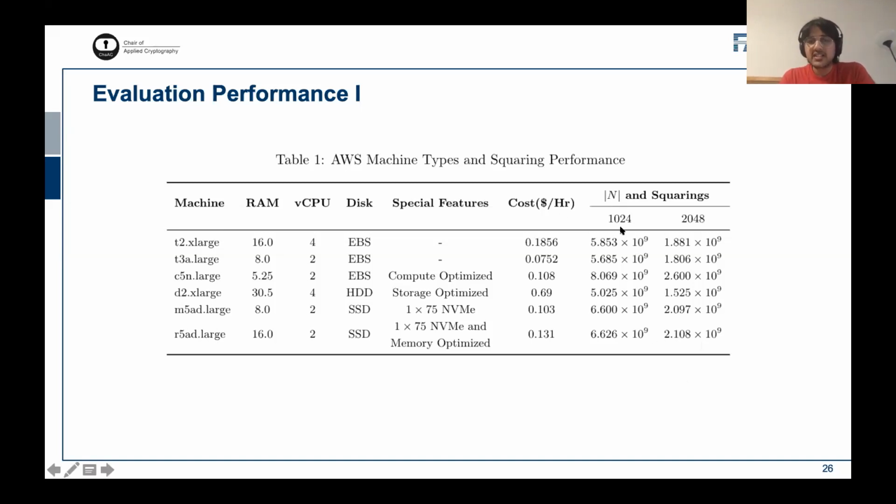And you can also see that there are some variations in the number of squarings that can be performed with the machines that you choose, with the processing power that you choose.